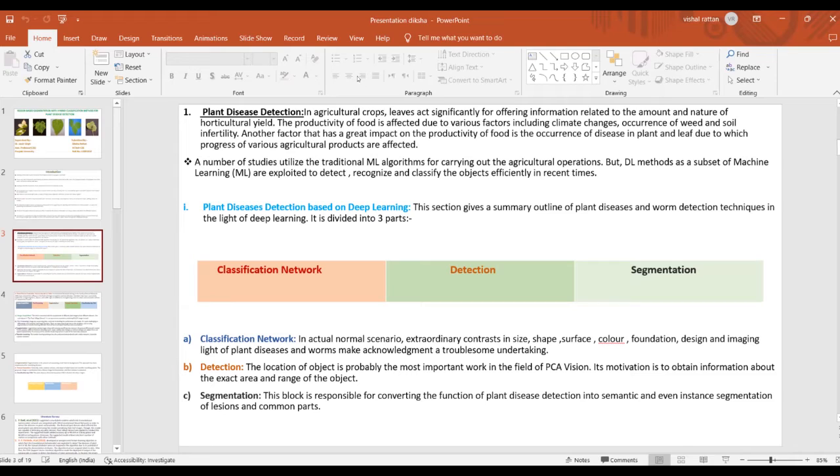Then plant disease detection based on deep learning is divided into three sections: classification, detection, and segmentation. Classification: in actual scenarios, extraordinary contrast in size, shapes, surface, color, foundation, design, and imaging light of the plant diseases makes recognition a troublesome undertaking. Then we have detection. Location of an object is probably the most important work in the field of computer vision. Then we have segmentation. It is responsible for converting the function of plant disease detection into the semantic.